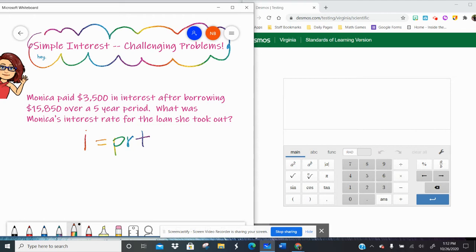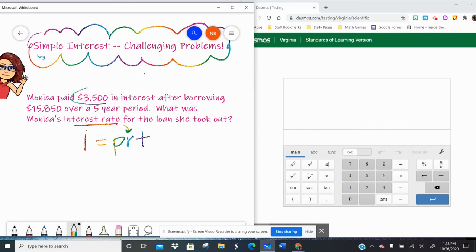So let's dive into this first one. It says Monica paid $3,500 in interest after borrowing $15,850 over a 5-year period. What was Monica's interest rate for the loan she took out? So we're missing the interest rate, the R. So let's figure out how we should tackle this problem.